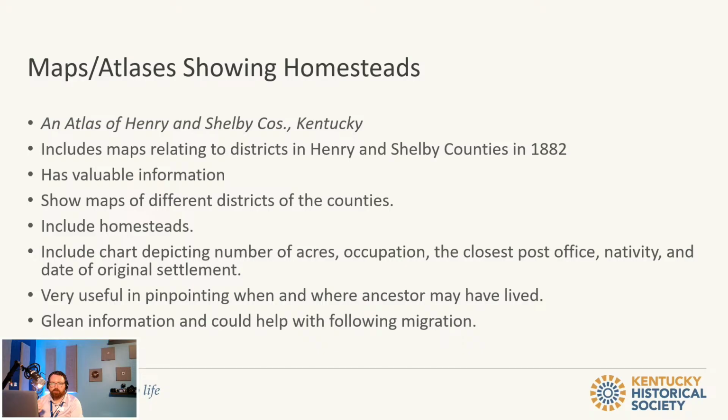It also has different charts that'll depict the number of acres, the occupation, the closest post office, the nativity of where that landowner was originally from, and then the date of when they originally settled, like in this example, in Henry or Shelby County. So they can be very useful in pinpointing when and where your ancestor may have lived, and you can gather information that could help with following migration.